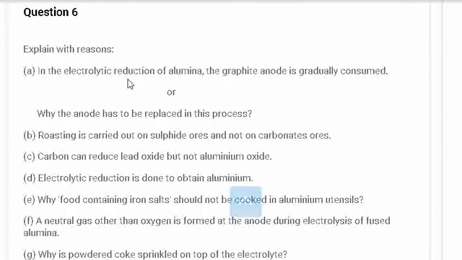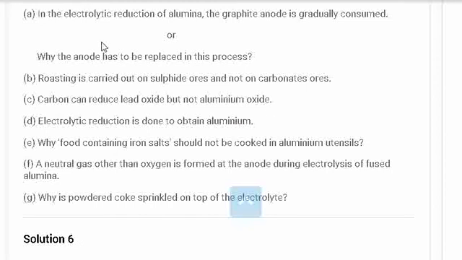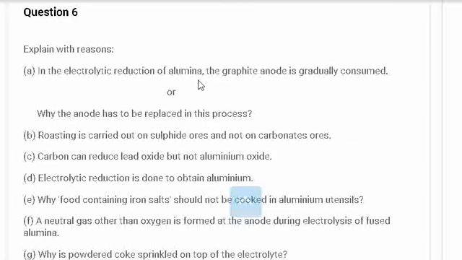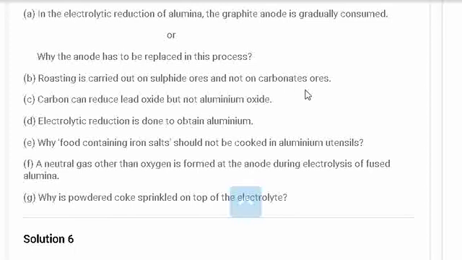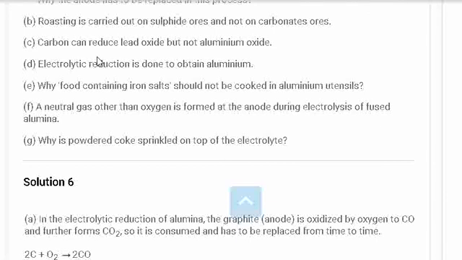Okay, the next question is: explain with reasons. In the electrolytic reduction of aluminum, the graphite anode is gradually consumed, so why does the anode have to be replaced? Next: roasting is carried out on sulfide ores and not on carbonate ores. Carbon can reduce lead oxide but not aluminum oxide. Electrolytic reduction is done to obtain aluminum.